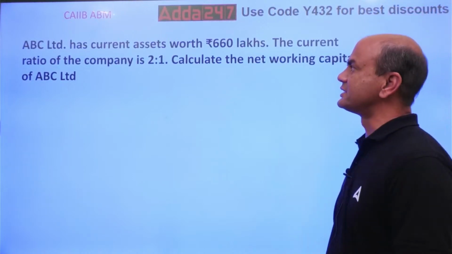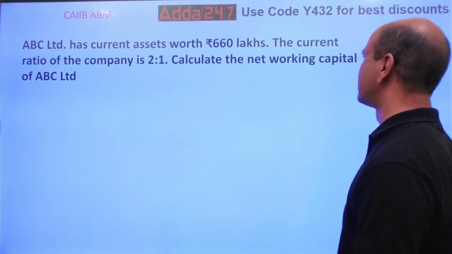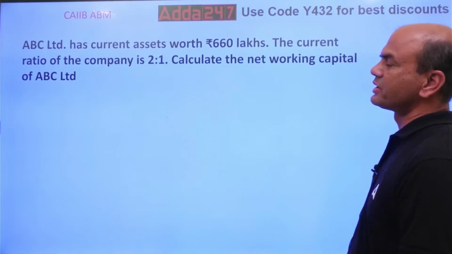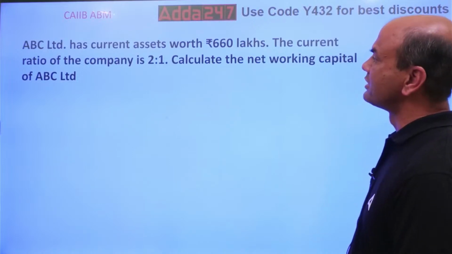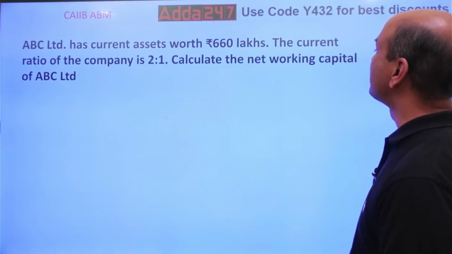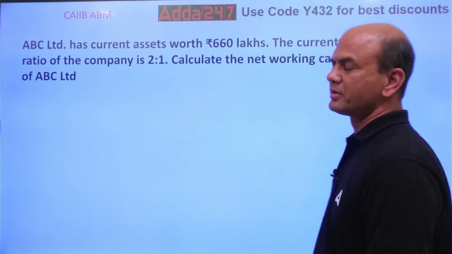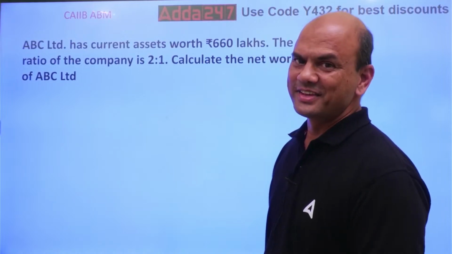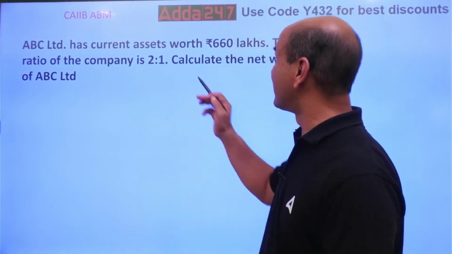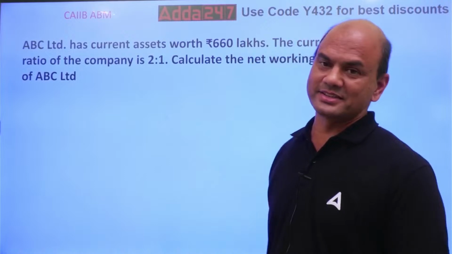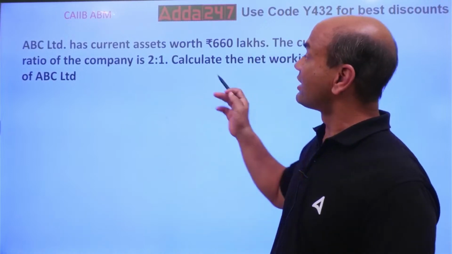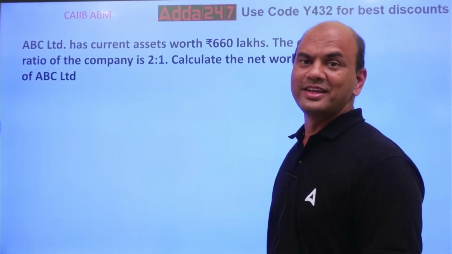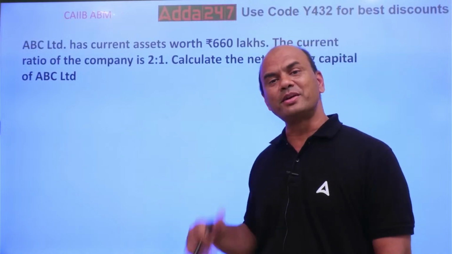ABC has current assets worth 660 lakhs. The current ratio of the company is 2:1. Calculate the net working capital of ABC Limited. Here, what is given? Current assets is given as 660 lakhs. Current ratio is given as 2:1. Calculate the net working capital.